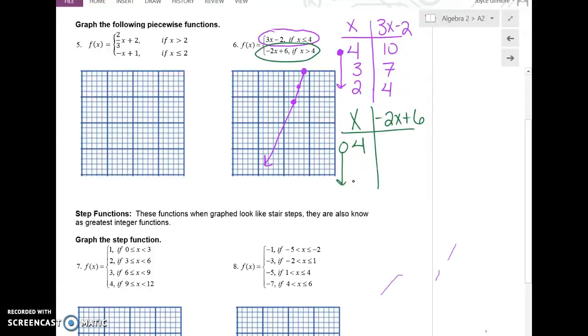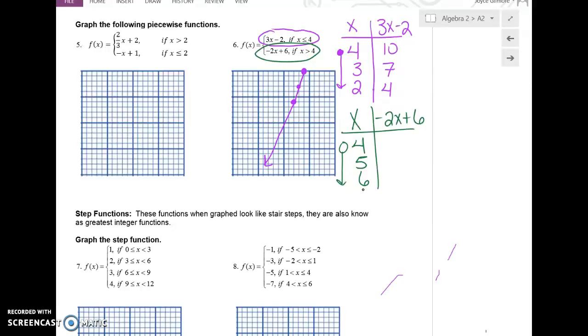What other x values can we use? 5, 6, and so on. So we can't actually use 4, but 4 is going to kind of be the ending point with an open circle. So I just drew an open circle next to 4 to remind me that 4 is not actually on this line, but let's plug it in anyway.